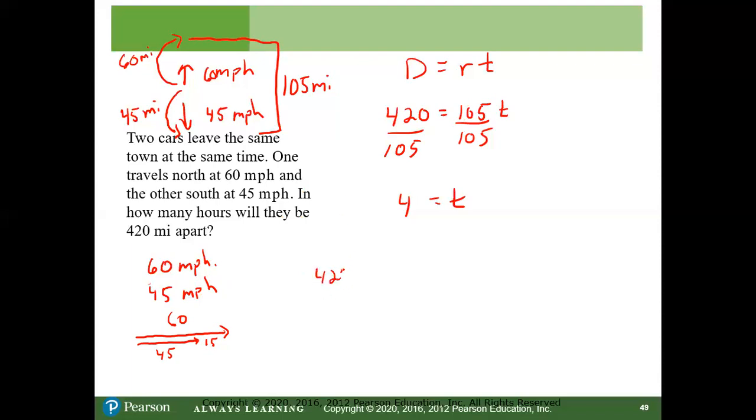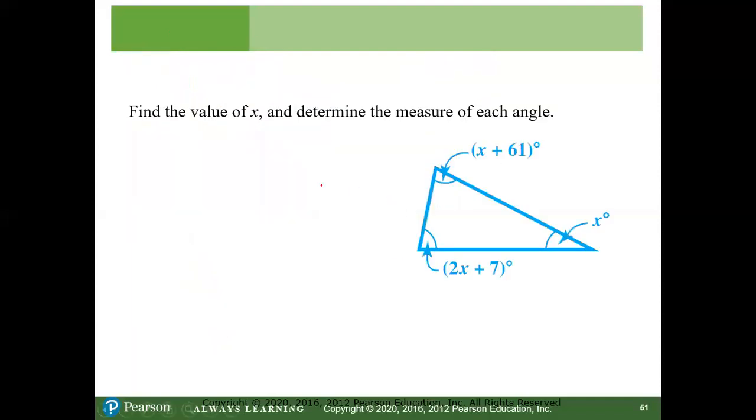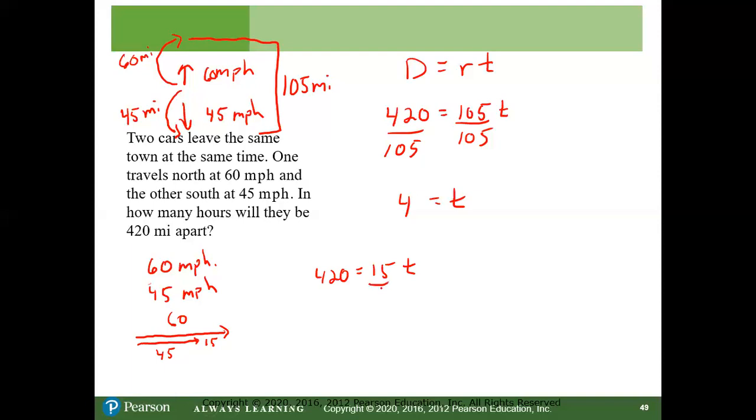So again, 420 is equal to 15 times t, and we can figure out how many hours it's going to take for our cars to be 420 miles apart from each other. So a heck of a lot longer. When I divide by 15, it's going to take us 28 hours, so more than a day, for us to be 420 miles apart from each other. Okay, so that's pretty important for you guys to see: when you're going in opposite directions, add the speeds; same directions, subtract.